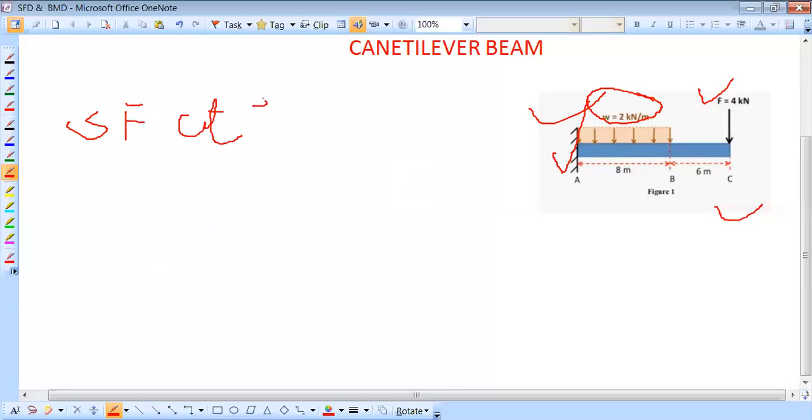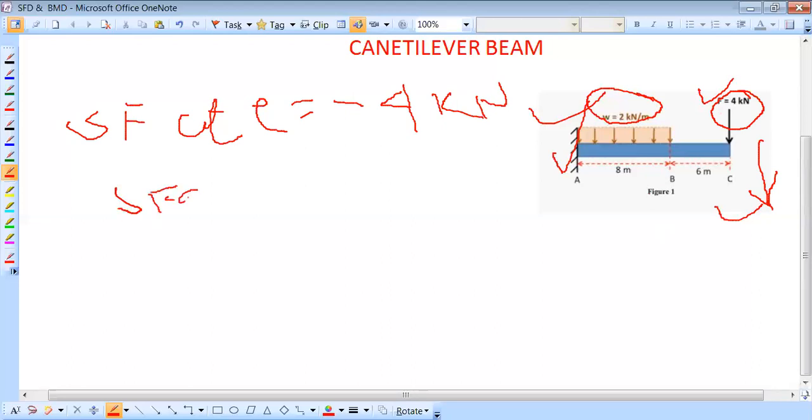SF at C is equal to how much? 4 kilonewtons in the downward direction. As per the sign conventions from previous lectures, when the force is acting in the downward direction we take the negative sign, so it is minus 4 kilonewtons. Again, SF at B is also minus 4 kilonewtons, because there is no load between B and C.